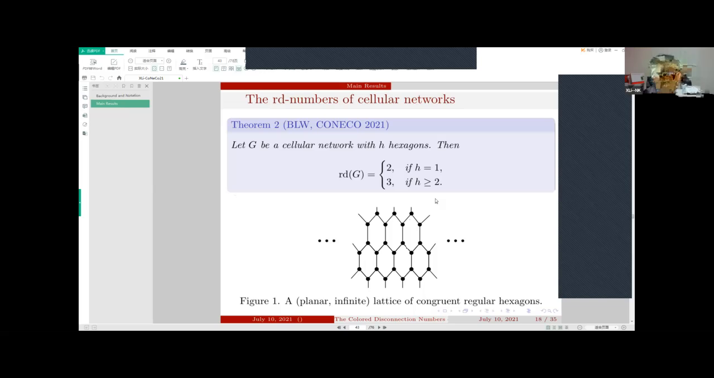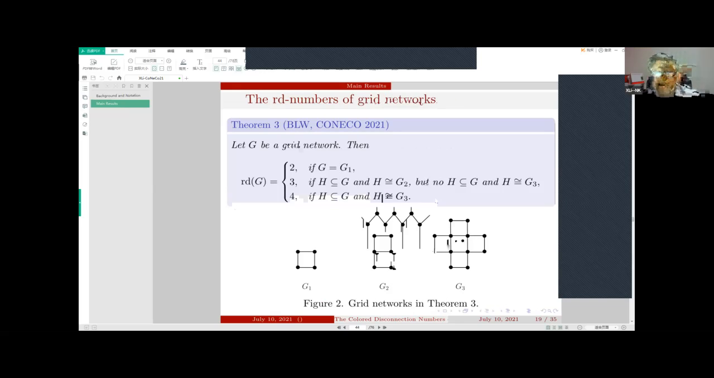Okay, well, how about the grid network? The grid network is also a little bit complicated, but easy also. If the graph G is something like this, one square, then it is 2. If you have 2 squares, then it's 3. If you have something like a G3, this kind of figure, then the number is 4.